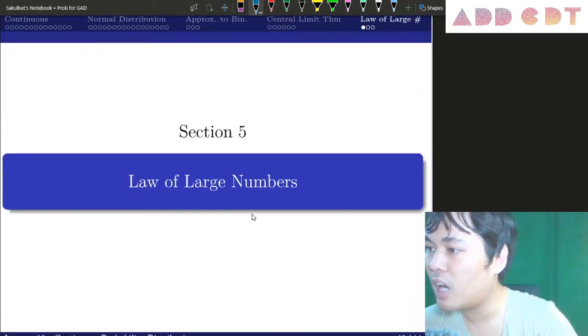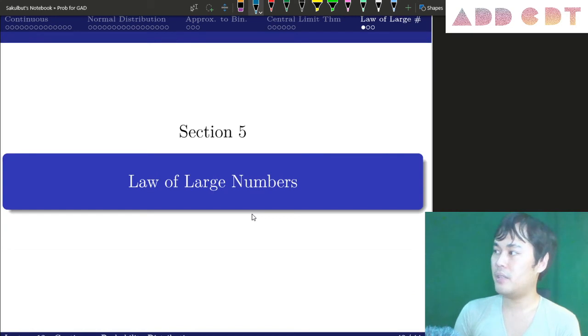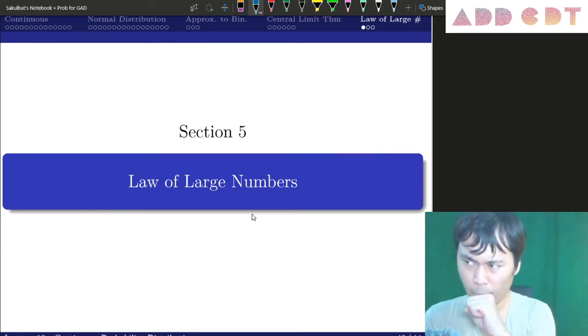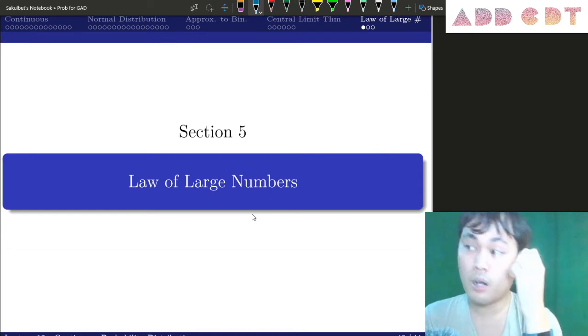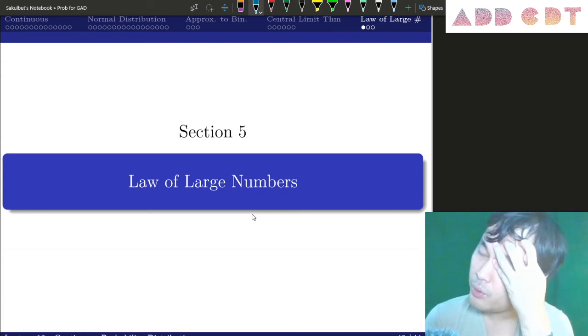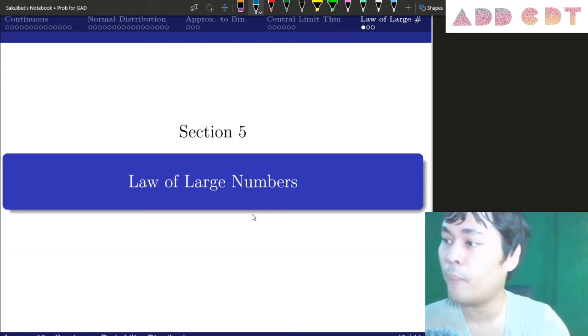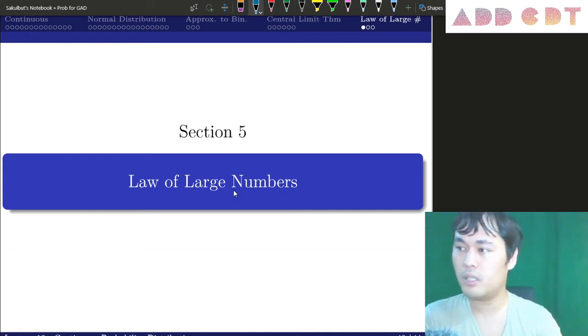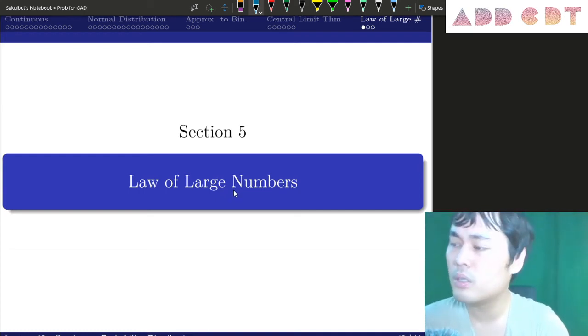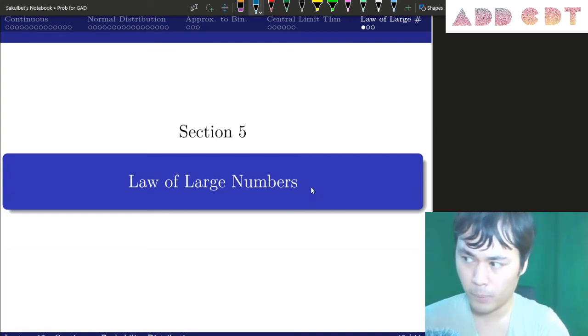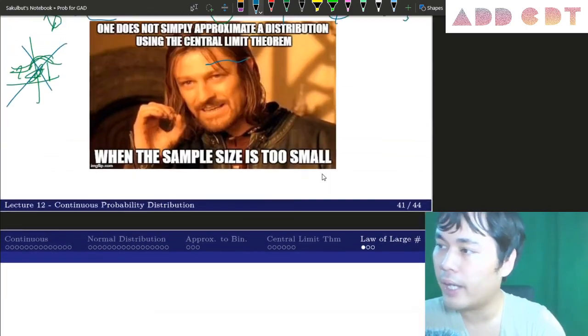And lastly, the law of large numbers. This is a more common intuition, I believe. Say if we get large enough numbers, then the result should be close to the actual result.